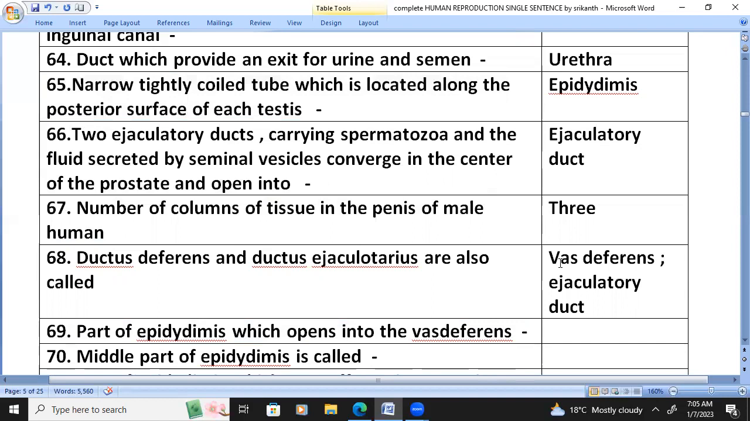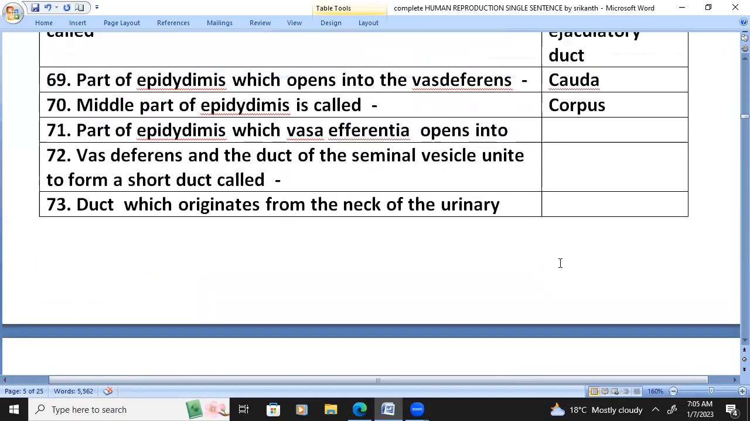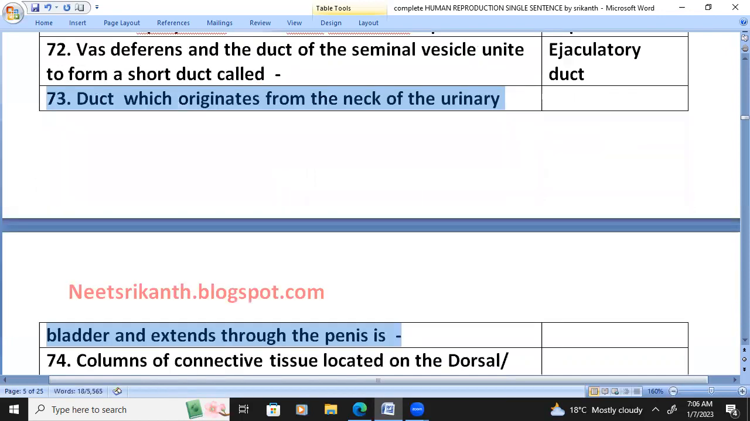Part of epididymis which opens into the vas deferens is cauda epididymis. Middle part of epididymis is corpus epididymis. Part of epididymis where vasa efferentia open is caput epididymis. Vas deferens and the duct of the seminal vesicle unite to form a short duct called ejaculatory duct. Duct which originates from the neck of the urinary bladder and extends through the penis is urethra.